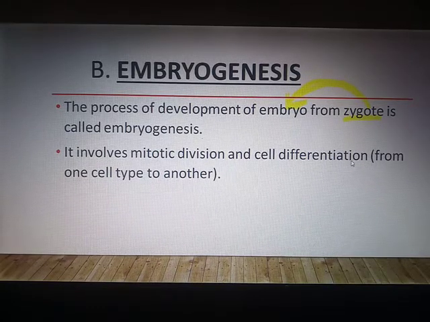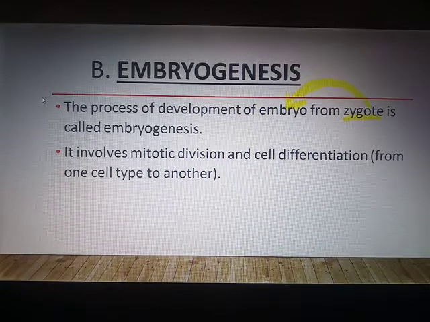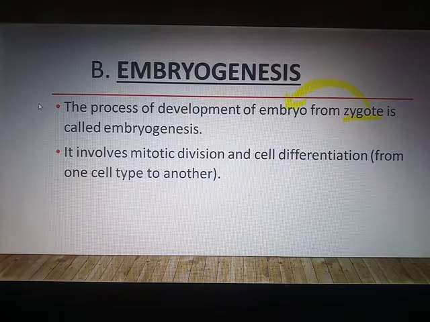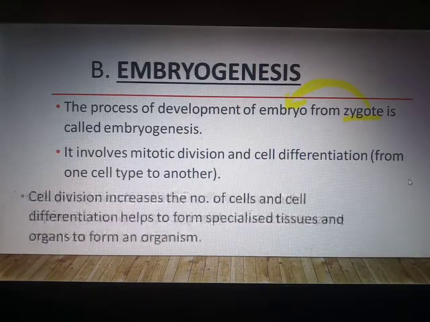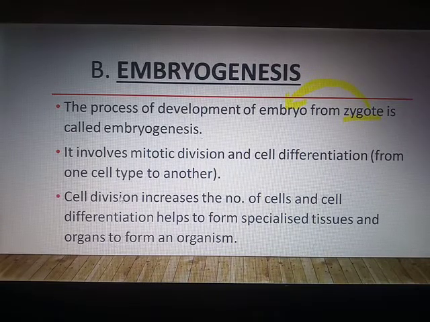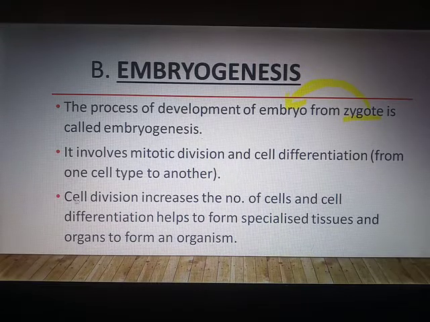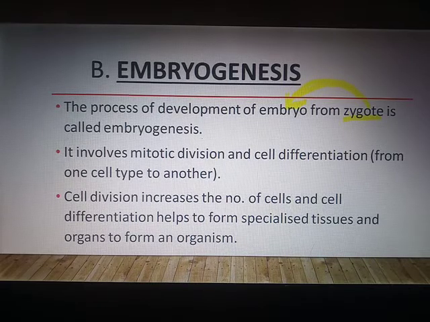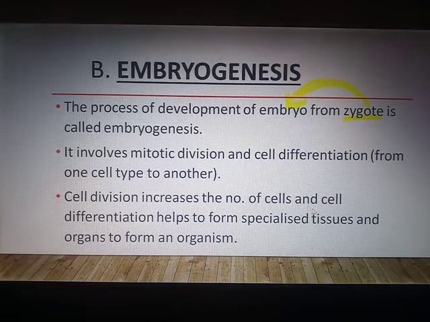Students, cell differentiation means when cells are differentiated into different cells. I give example. For example, stem cells, nerve cells, cardiac cells, kidney cells, etc. Clear? Students, cell division or mitotic division increases the number of cells, and cell differentiation helps to form specialized tissue and organs to form an organism.